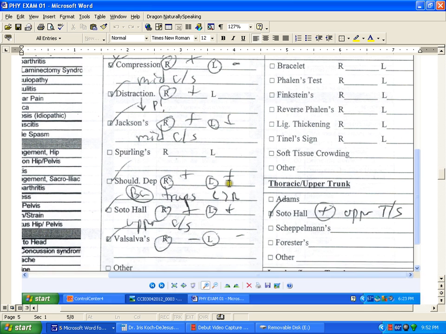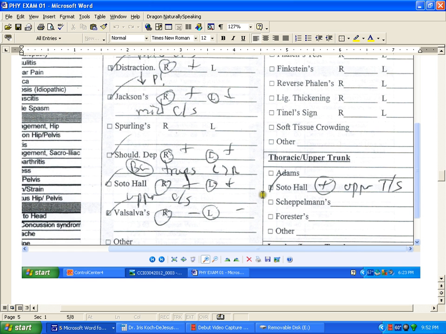Okay, now we go down to shoulder depression test. That's bilaterally also, because it shows there's a plus in both right and left. And after that, after positive, you put in the bilateral trapezius. When the doctor puts TRAPS, that means trapezius. And we already said bilaterally. And then we have Soto-Hall test. And that one also is bilaterally in the upper cervical spine.